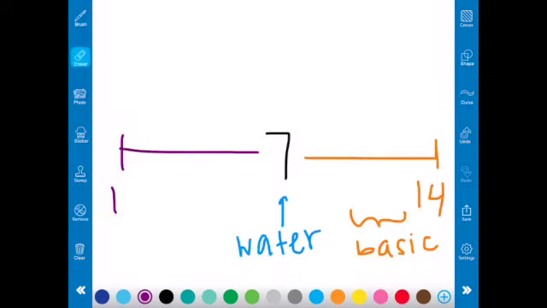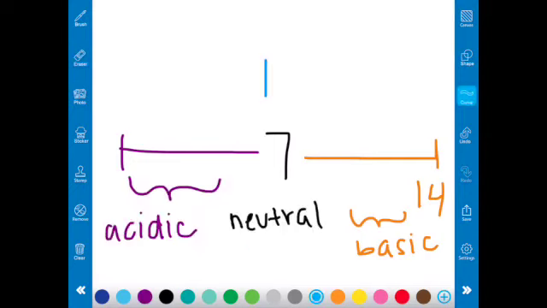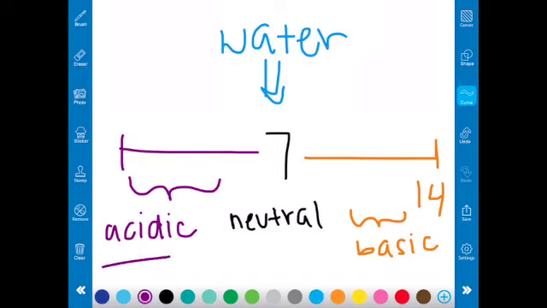Now, lastly, we're going to be talking about water's acidity. So water is actually at an acidity or a pH of 7, which is actually right in the middle of the pH scale. So down here is acidic. Here is basic. Water is right in the middle, sitting right in the middle of all that, right? So that's one more thing to remember, is that water is neither acidic nor basic. It is neutral.